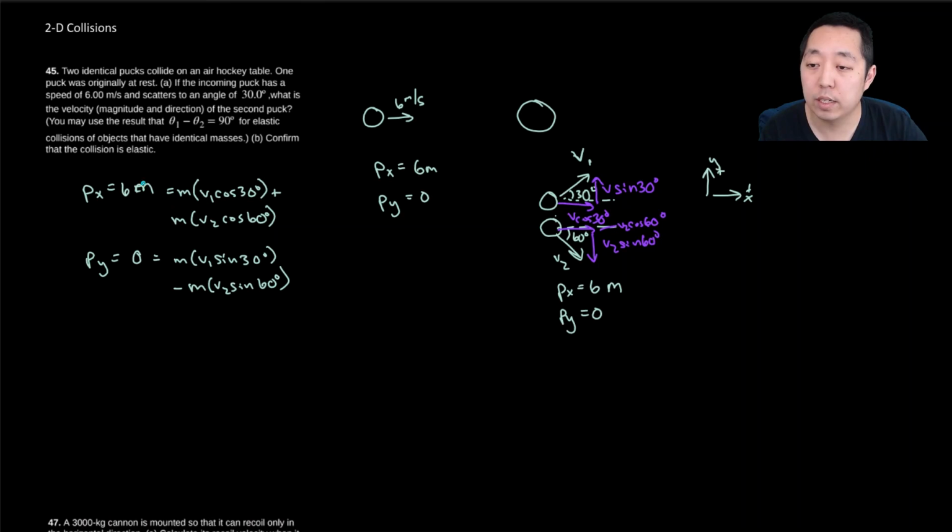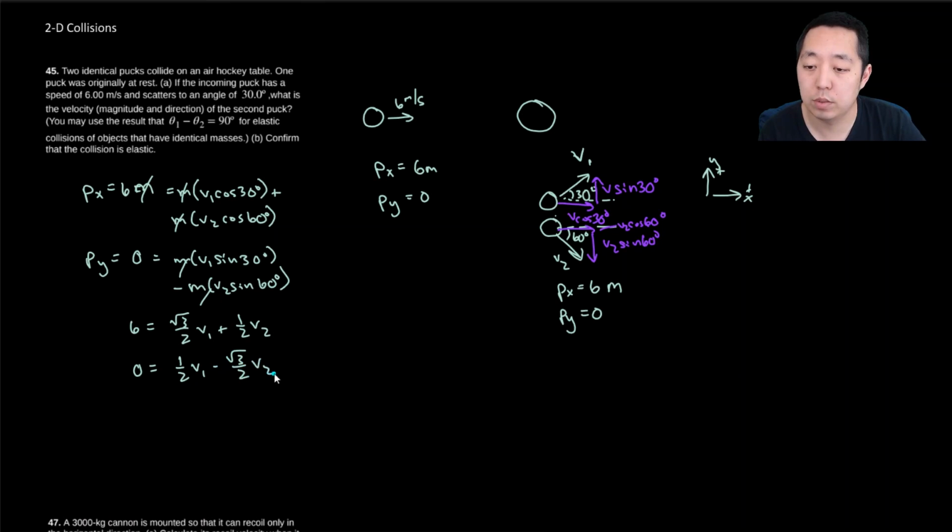So I can first divide out all the m's. The m's don't really matter; they'll all cancel out. So my equations are: 6 equals cosine of 30, which is root 3 over 2, times V1, plus 1 half V2, since cosine of 60 is 1 half. And the other equation is 0 equals V1 sine 30. Sine of 30 is 1 half, so 1 half V1 minus root 3 over 2 V2.